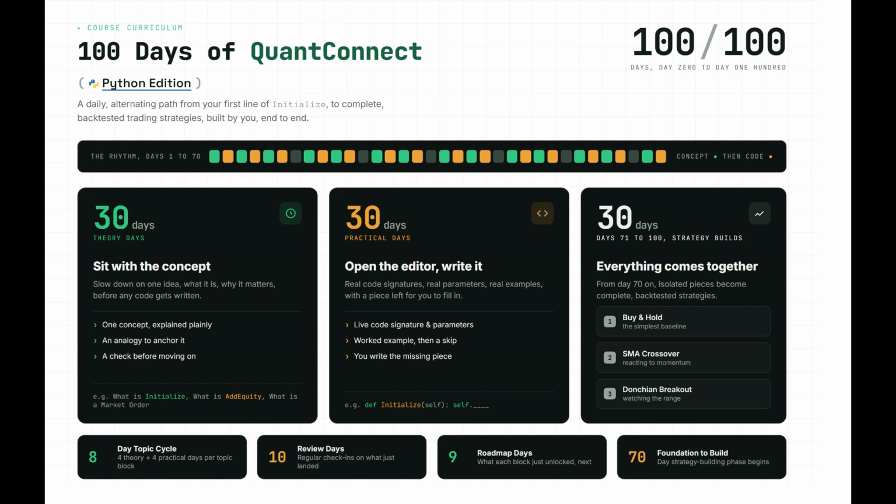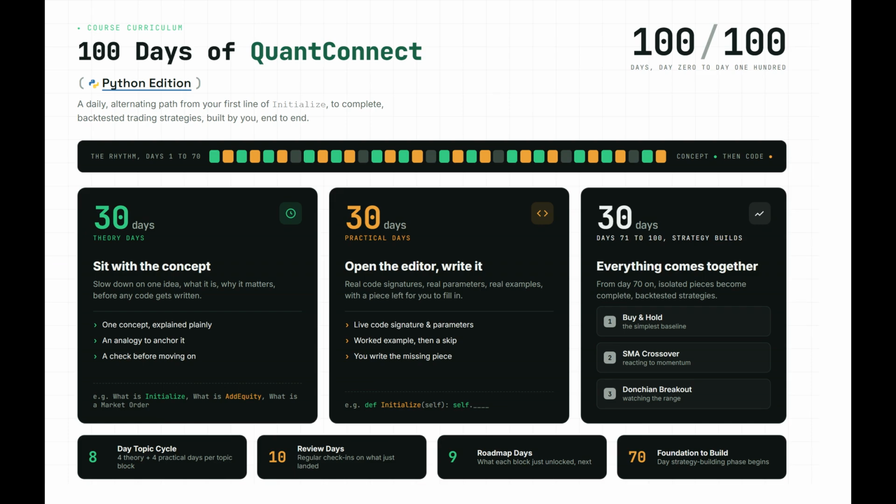And about 30 of your 100 days are practical days. These are hands-on. This is where you open up the editor and you actually write the code. Real code signatures, real parameters, real working examples. And on these days, I'll often hand you something with a piece missing, a skip, and ask you to fill it in yourself. Because the truth is, you don't really learn to code by watching someone else do it. You learn by doing it yourself, with someone right there beside you when you get stuck.